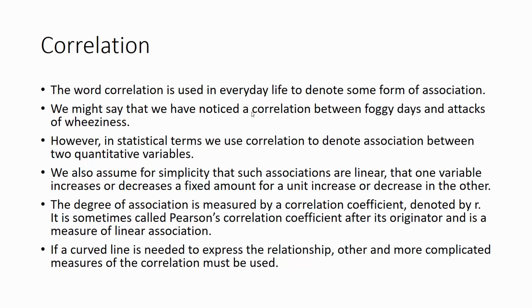But instead of talking about things in common terms, in statistical terms we talk of correlation in terms of two quantitative variables, like I was explaining in the previous slide. And for correlation to be measured, we assume that such associations are linear, where if you increase or decrease one variable by a fixed amount, there is an increase or decrease in the other variable. The degree of association, which is measured by the correlation coefficient, is denoted by R. It is also called Pearson's correlation coefficient after its originator, and is a measure of linear association. If you need more complicated forms of correlation relationships in terms of polynomials, etc., there are other complicated measures.